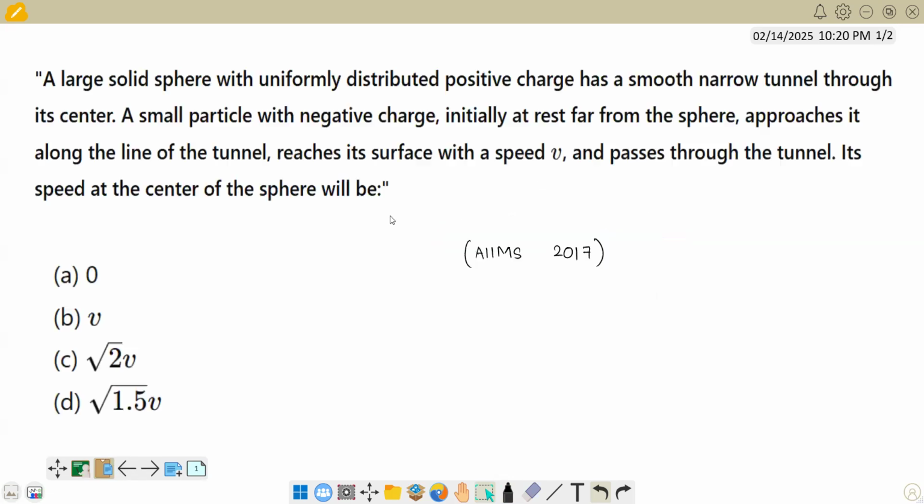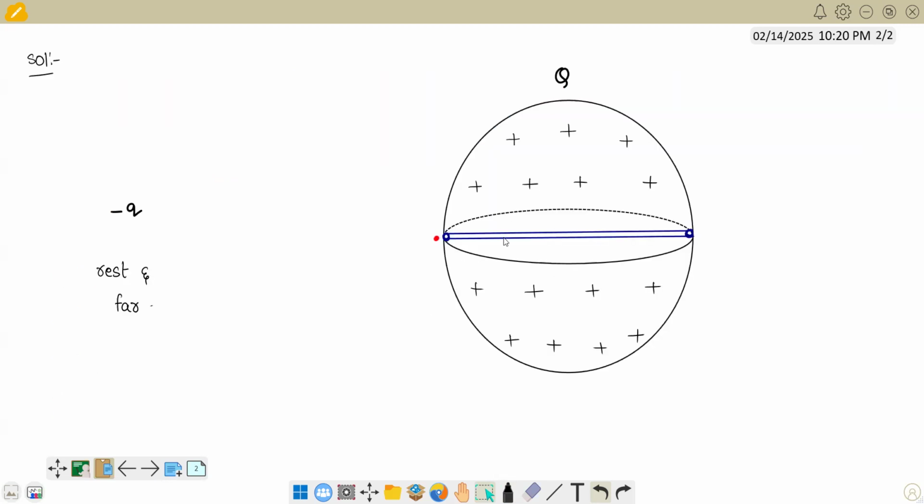He has given the word very narrow tunnel. The reason why this tunnel is very, very narrow is that he indirectly wants to tell that because of this tunnel, there is not much change in the formulas that we use for a sphere. That's why this word narrow tunnel is used. So it went through this and then it came to the center. Now, if the speed on the surface is v, he is asking what is the speed once it reaches the center.